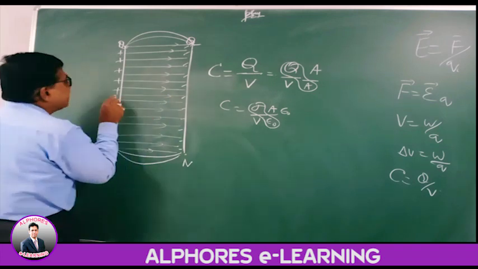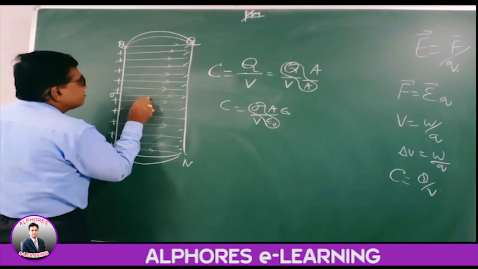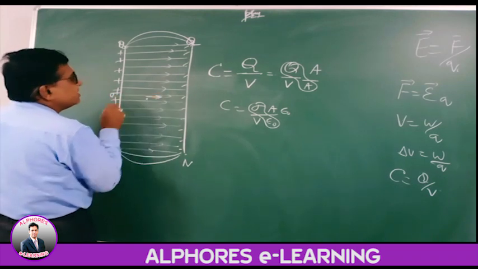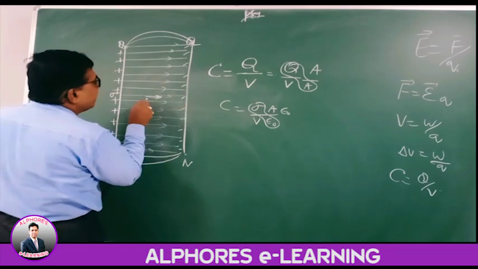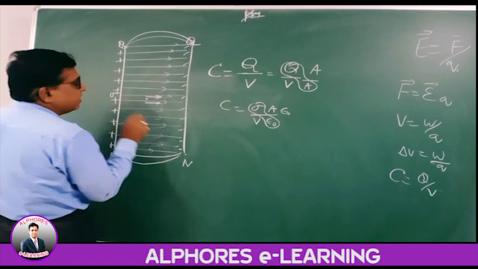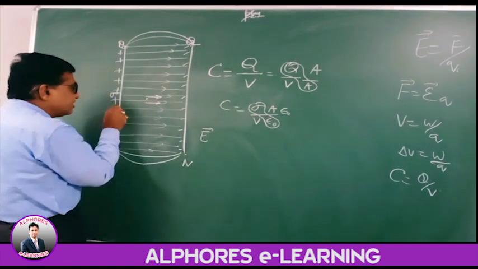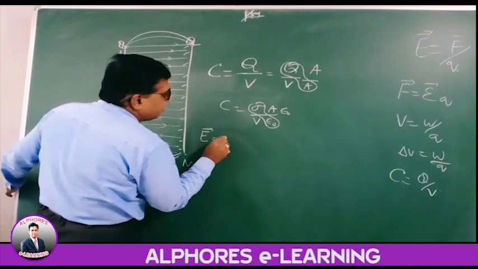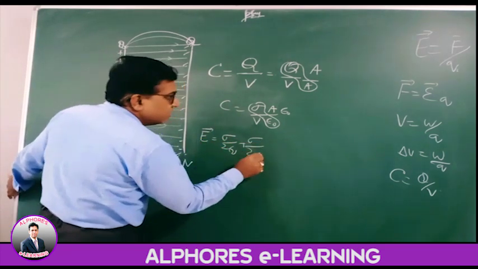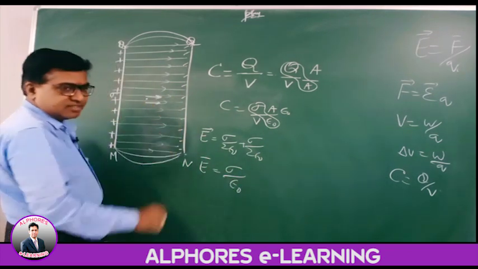Now, if the surface charge density of this plate is sigma, then at a point somewhere here, due to this plate the electric field will be in this direction, and due to the other plate there is also an electric field. So the net electric field between the plates is the total due to this plate and that plate: sigma by 2 epsilon plus sigma by 2 epsilon, which is sigma by epsilon.